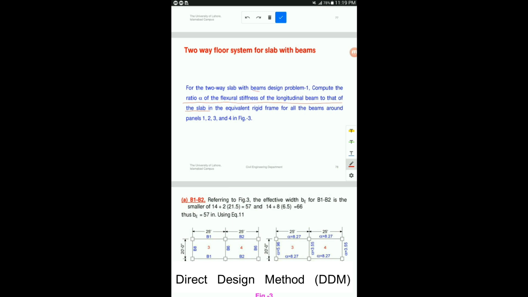What is the flexural stiffness? We have already discussed. This is the product of E and I. So alpha is basically equal to EI of beam over EI of slab. In an equivalent rigid frame, all the beams around panels 1, 2, 3 and 4.